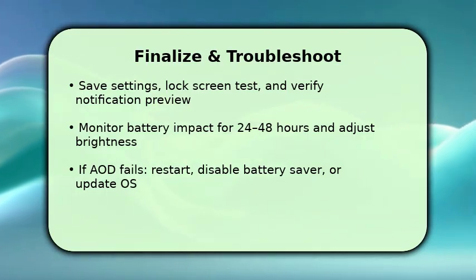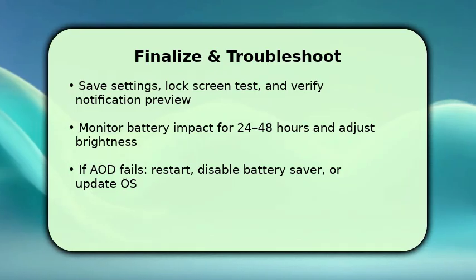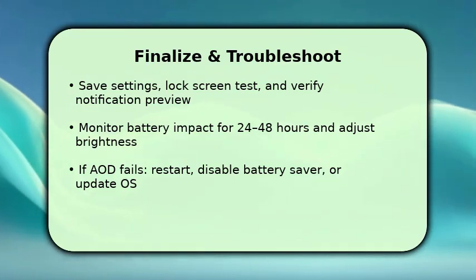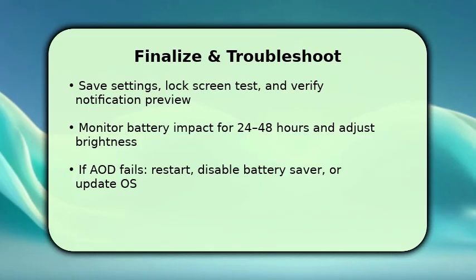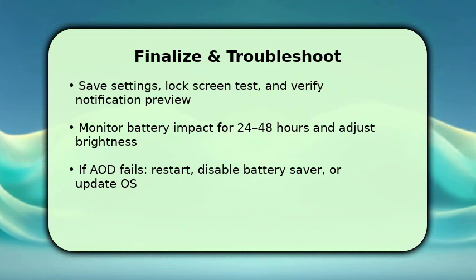Monitor battery use for a day or two and reduce brightness or limit widgets if drain is noticeable. If AOD won't appear, restart the phone, confirm battery saver is off, and check for a system update. These fixes resolve most issues. If problems persist, temporarily disable third-party lock apps and try again.